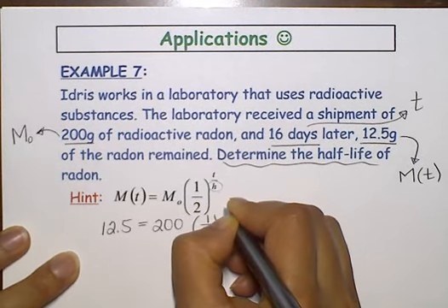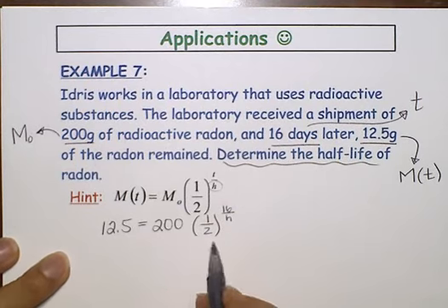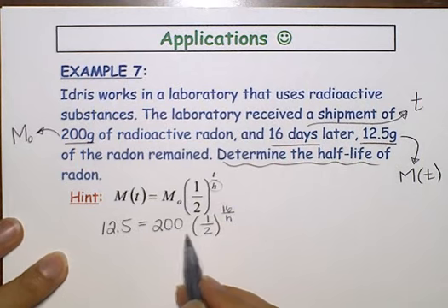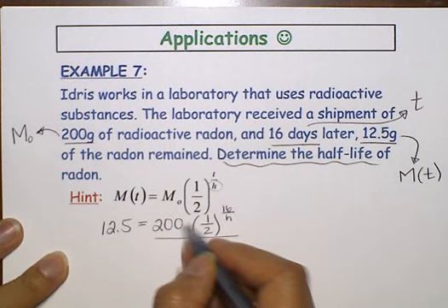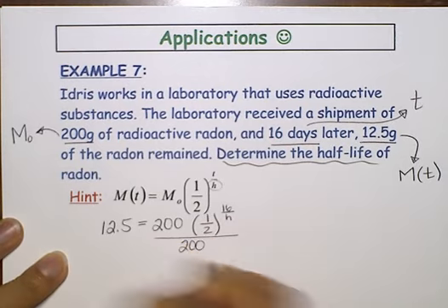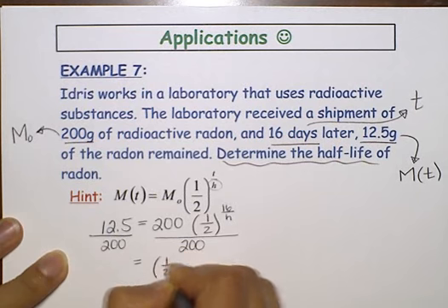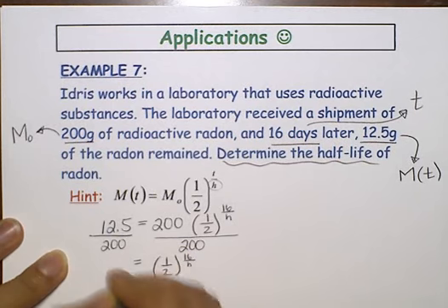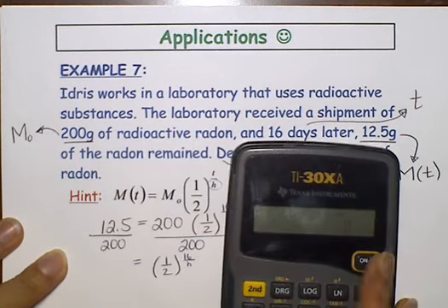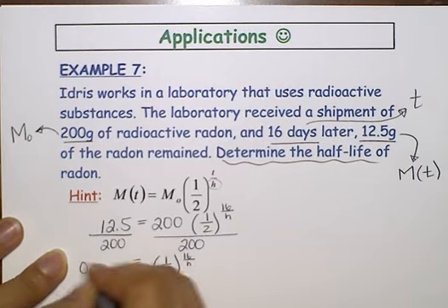of 16 over h. Now again, I can't take a logarithm of both sides yet, because I have a coefficient in front of the power. So I need to get rid of this coefficient first. Because the operation between the coefficient and the power part is multiplication, I'm going to divide both sides by 200 to get rid of it. And I get 1/2 to the exponent 16 over h is equal to 12.5 divided by 200, which is 0.0625.